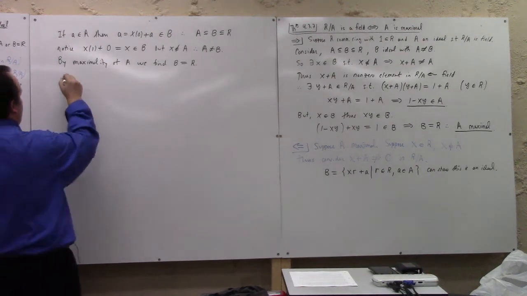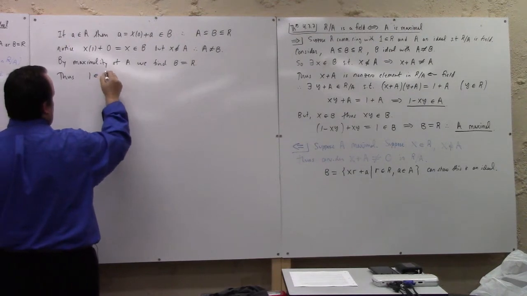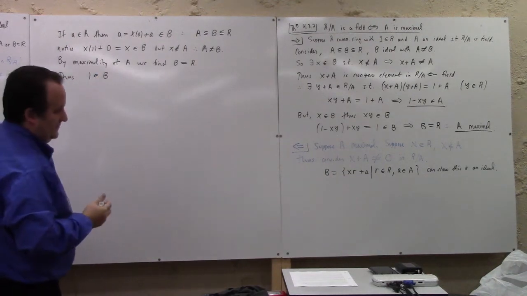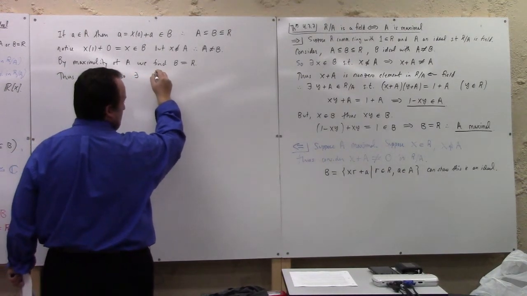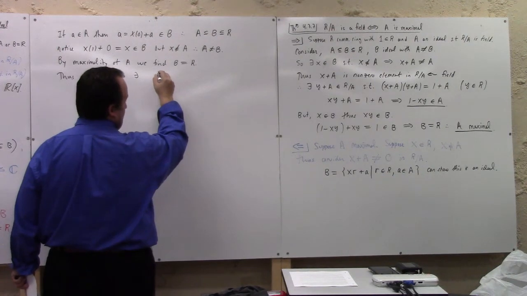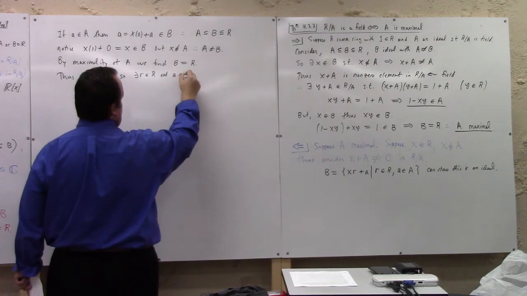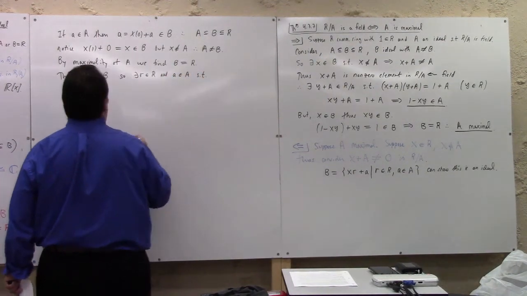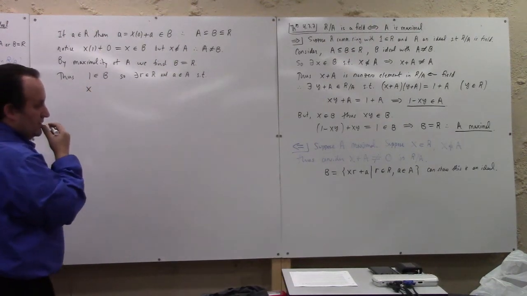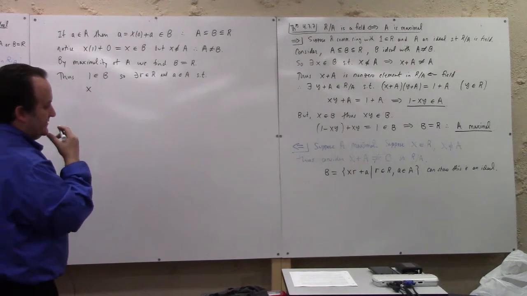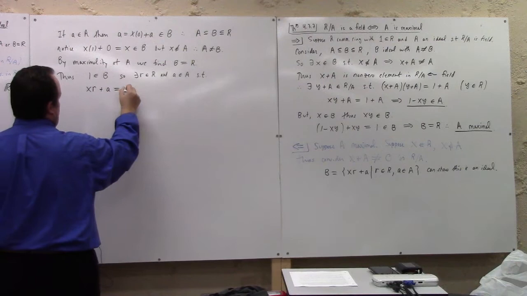Thus, 1 is an element of B, right? What's that mean? So there exists R and A such that X times R plus A is equal to 1.